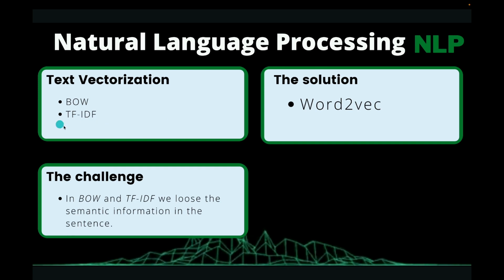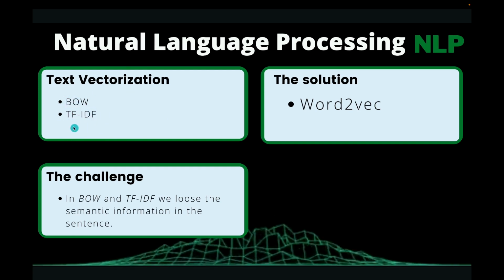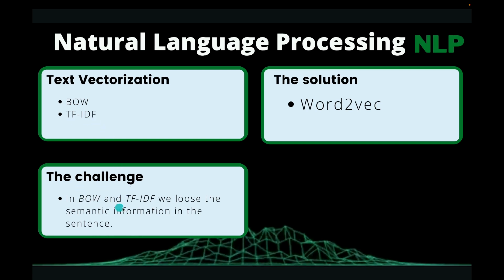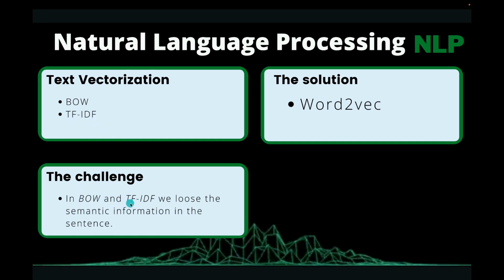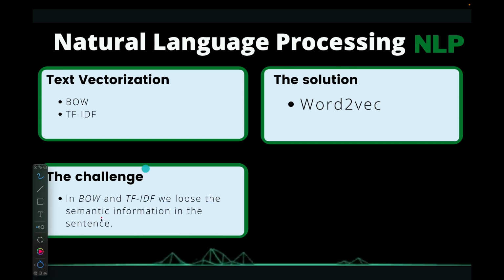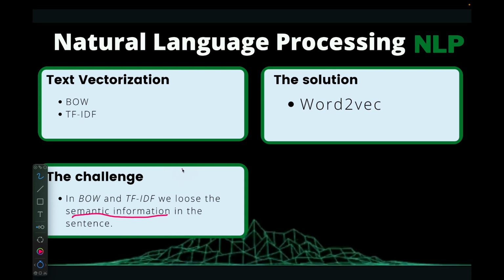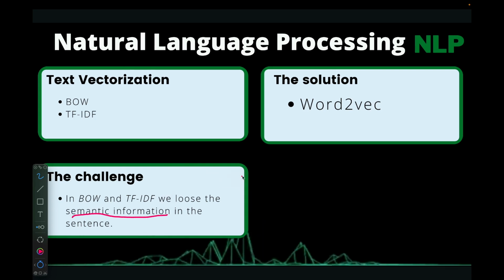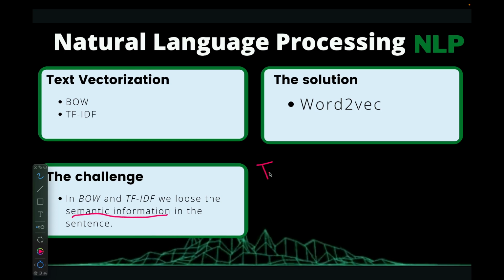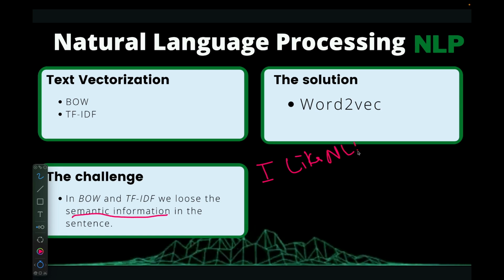Now let's start by getting an understanding of why we need Word2Vec in the first place. As I said, we first discussed the text vectorization techniques, bag of words and then TF-IDF. The challenge here is that when you're using bag of words or TF-IDF, we lose what we refer to as semantic information, which is nothing but the context or the meaning of the sentence.